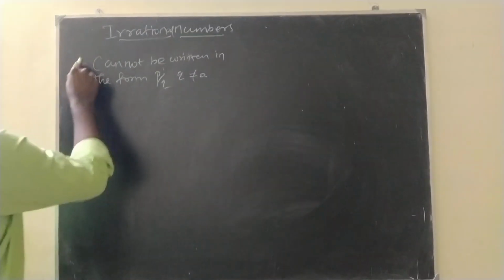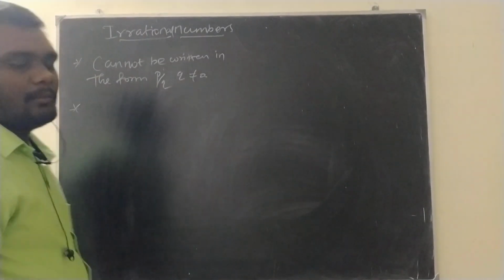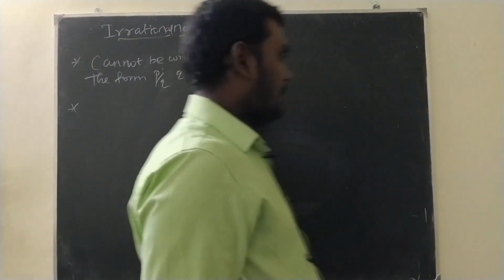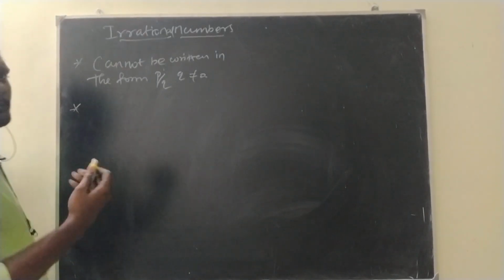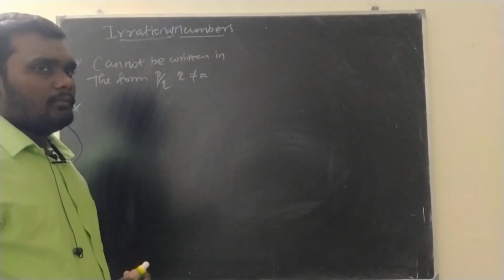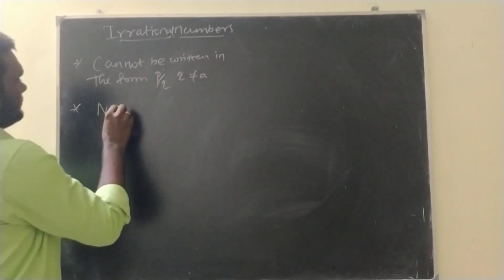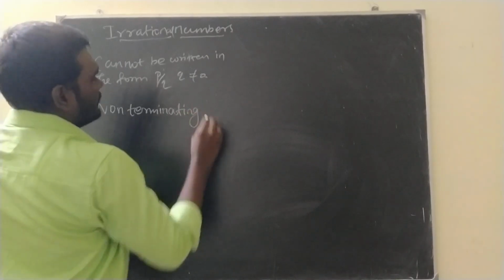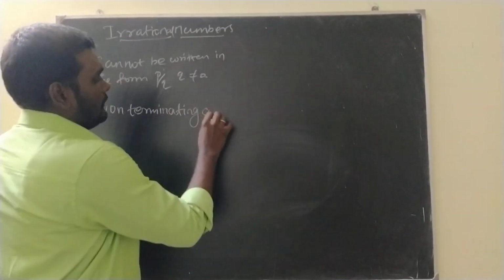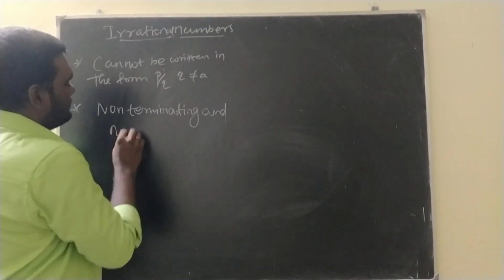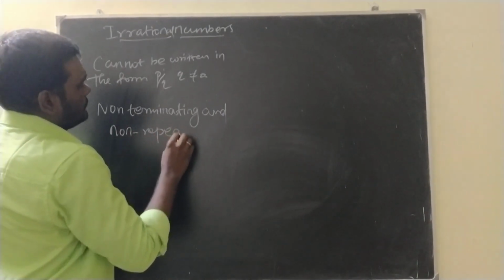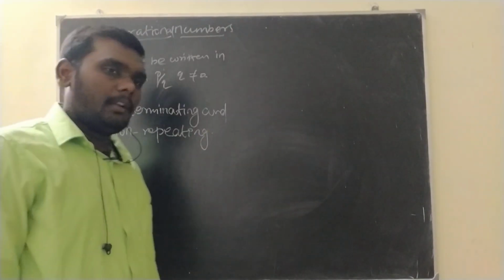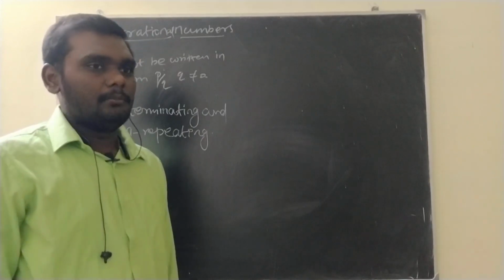This is one definition. And the other one, in case of decimal expansion: the decimal expansion of an irrational number will be non-terminating, which means it never ends, and non-repeating. Non-terminating and non-repeating decimals are called irrational numbers.